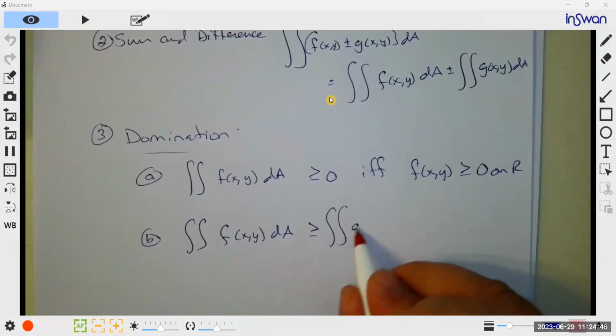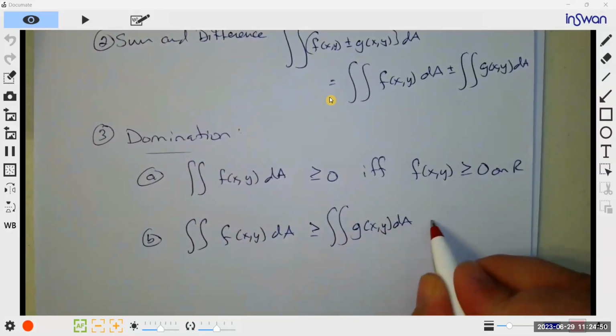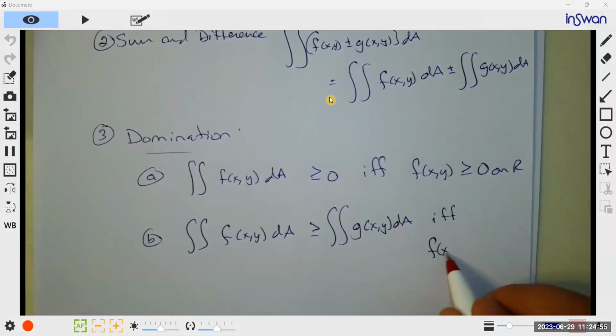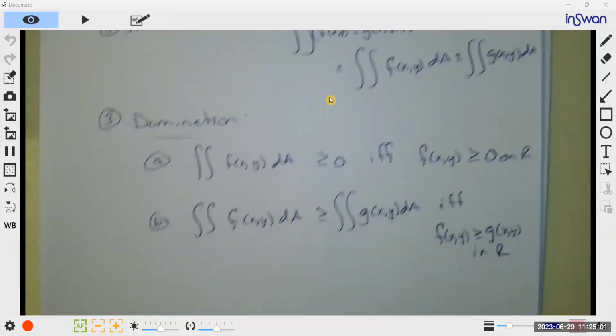If one function is larger than another one, if and only if the individual functions themselves are the same order.